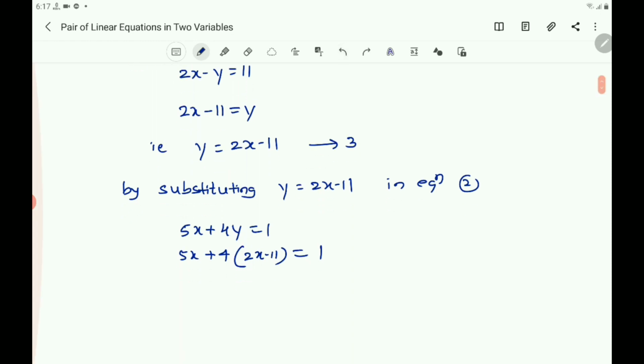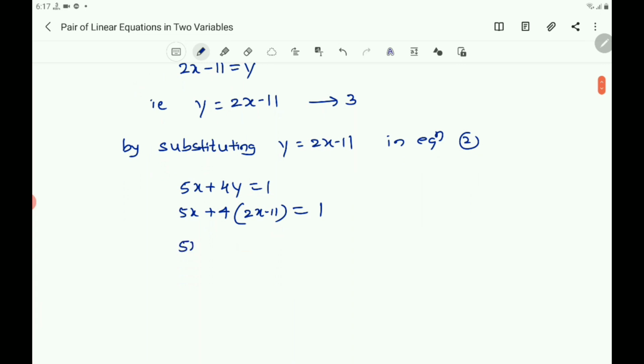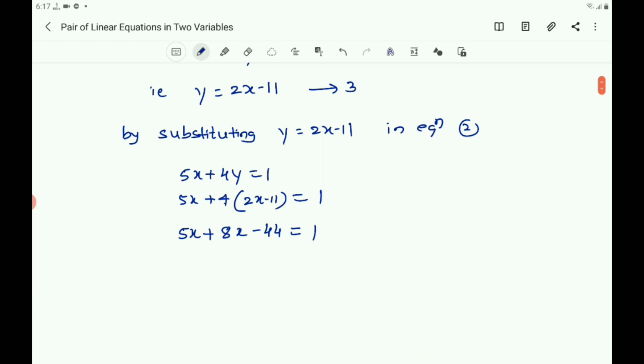Then you simplify it. 5x, you write 5x only, plus you multiply 4 and 2x minus 11. 4 into 2x is 8x. And 4 into minus 11 is minus 44 equals 1. So in the second step, we have taken the second equation which is not taken for the first step, and here we substituted the value of y and we got this one. So you add these two. 5x plus 8x is 13x minus 44 equals 1.